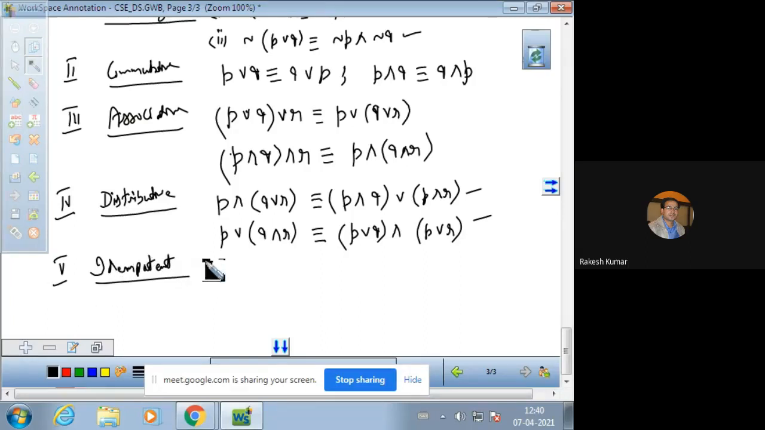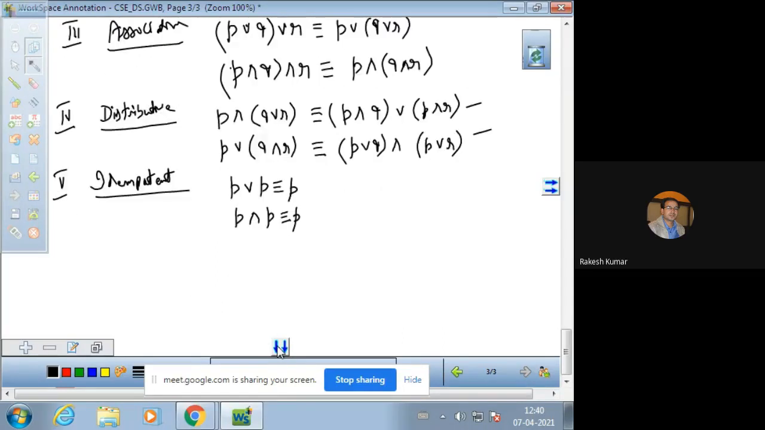Idempotent laws are like this: P disjunction P is P, and P conjunction P is P. You can easily verify. Similarly, we shall have complement laws. Complement means the statement P is equivalent to negative of P.